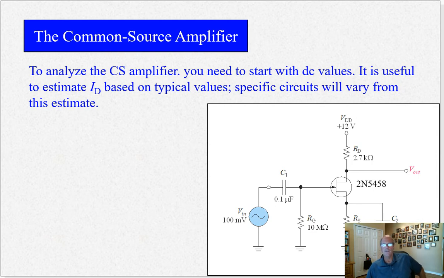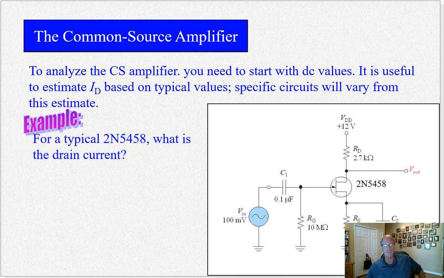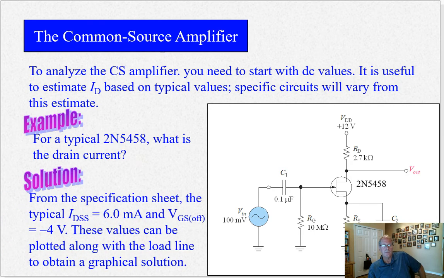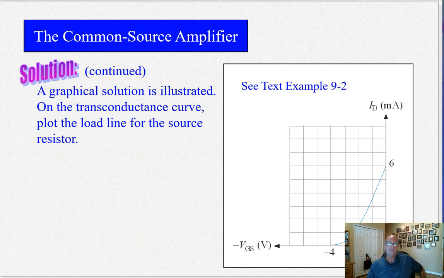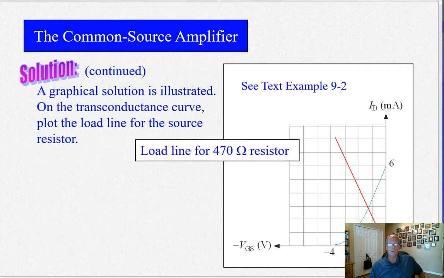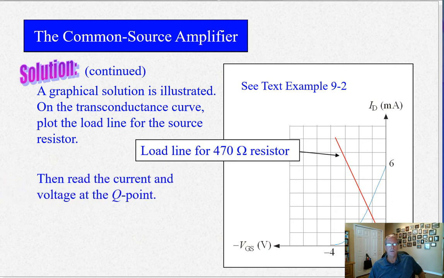We analyze a common source amplifier. We start with DC values. Here's a little example. What's the drain current here? The specification sheet says IDSS is 6 milliamps, VGS off is minus 4 volts. You can plot this on the next slide. If you look at text example 9.2, this provides details on this. I'm not going to do that right now, but you can read the current and voltage at that Q point, 2.8 milliamps and minus 1.3 volts.